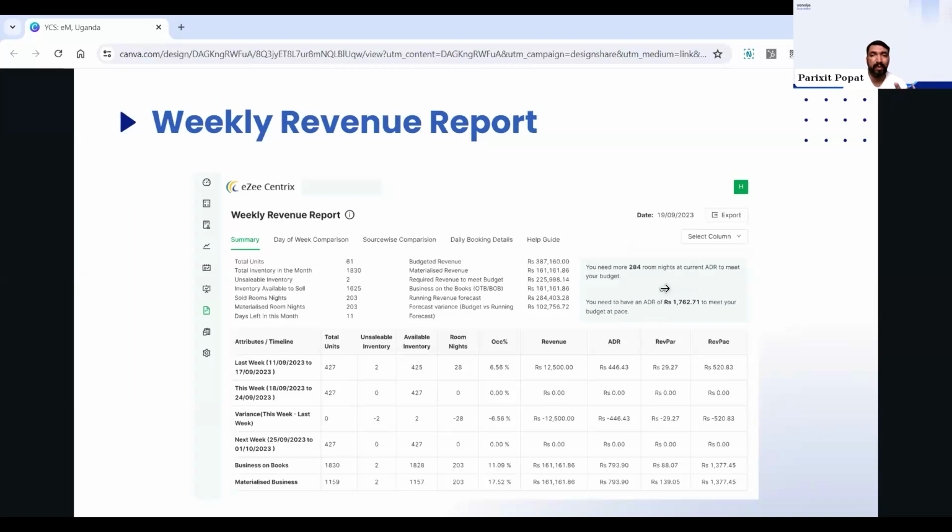And if we don't want to chase the room nights, then we can always chase the ADR, that any room night or any booking that comes to me, I'm not going to take, let's say, less than $170 or less than $300. I can check and accordingly I can make my pricing strategy.